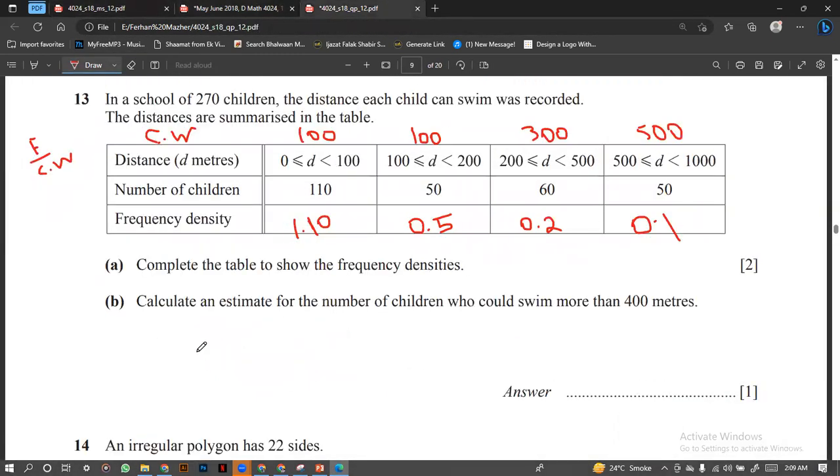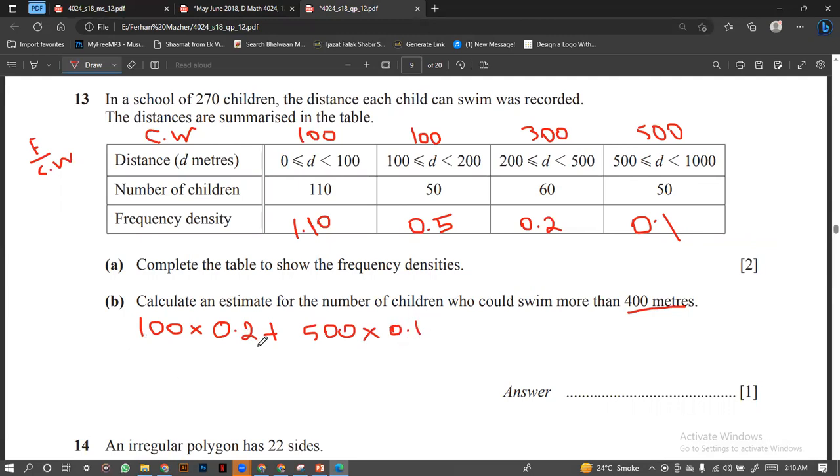Then the question is: calculate an estimate for the number of the children who could swim more than 400 meters. Okay, so 400 meters will be here somewhere. So 400 meters to 500 meters, the class width will be 100, and you will multiply it with its frequency density, that is 0.2, plus this class, its class width is 500, and more than 400 we are looking. So it will be multiplied with its class width, that is 0.1.